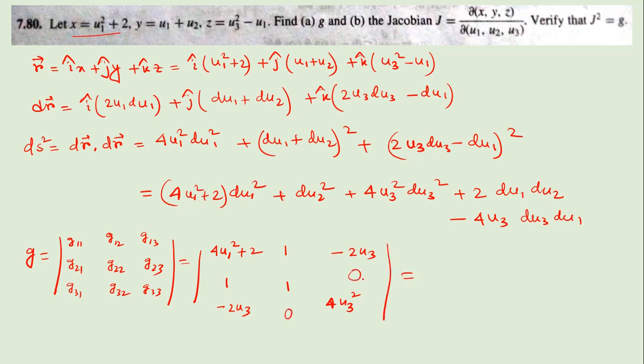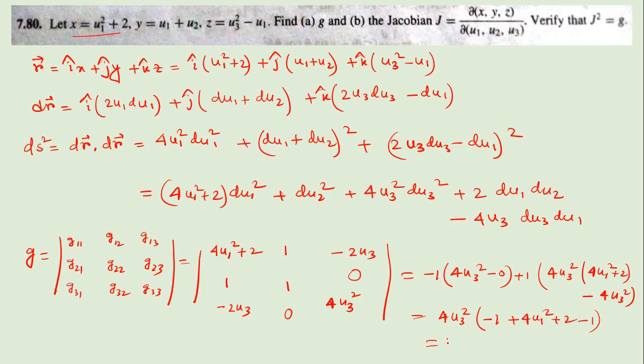So if you expand the determinant, this is minus 1, so that into that minus that into that, that is 4u3 square minus 0, and for that this is plus 1, so that into that, that is 4u3 square into (4u1 square plus 2) minus 4u3 square. If you take 4u3 square common, you get (4u1 square plus 2) minus 1, and here also minus 1. So you get 16u1 square u3 square. Clear? This is the value of g.